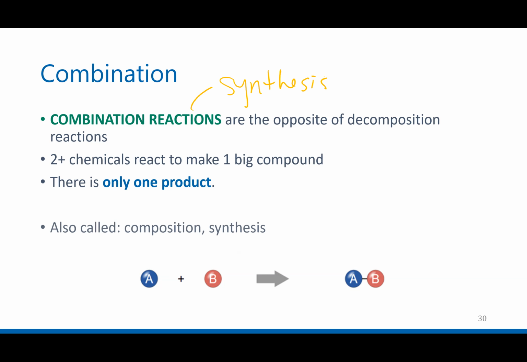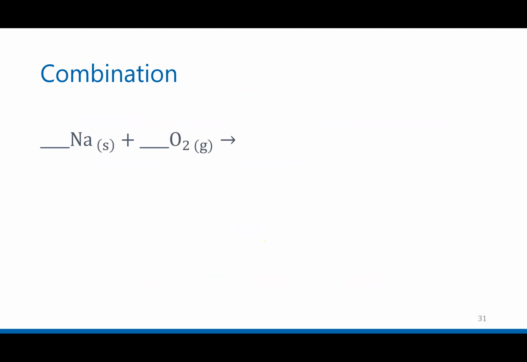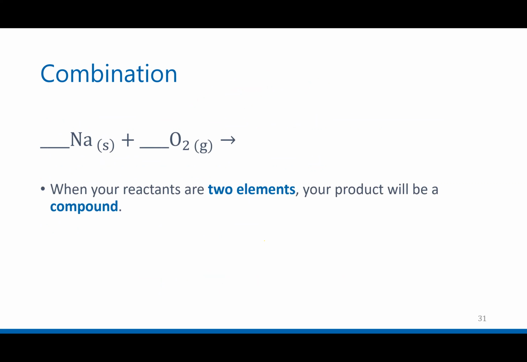We're putting things together. So this is also called composition or synthesis. Just the way I did school, I guess my teachers, professors, they usually said synthesis. So if you hear me say synthesis, I mean combination. Okay, so when your reactants just have 2 elements, straight from the periodic table, they will get together to combine to form a compound. This is really easy because this is review from chapter 3.